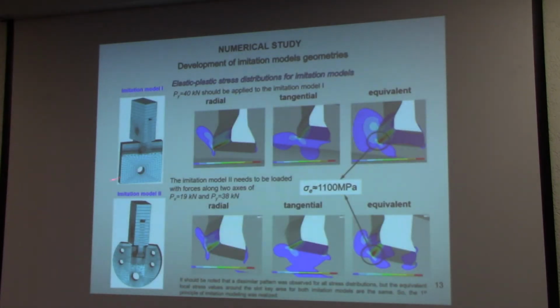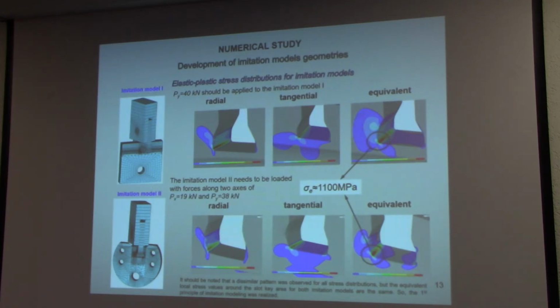The finite element mesh for both models you can see in these figures. Iteratively it was found that the tension loading equal to 14 kilonewton should be applied to imitation model number 1. Imitation model number 2 needs to be loaded with forces along two axes of 19 and 38 kilonewton respectively. In these figures you can see the distribution of elastic-plastic stresses for both imitation models.